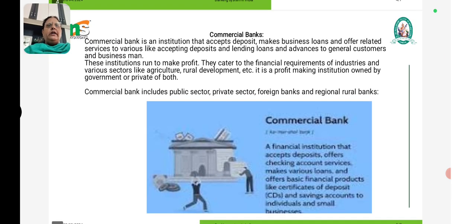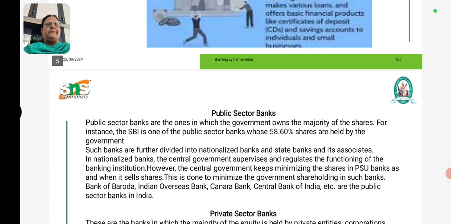Coming to the commercial bank. A commercial bank is an institution that accepts deposits, makes business loans and offers related services, accepting deposits and lending loans and advances to general customers and businessmen. These institutions run with the aim of making profit. They cater to the financial requirements of industries and various sectors like agriculture and rural development. It is a profit-making institution owned by government or private entities or both. Commercial banks include public sector, private sector and foreign banks and regional rural banks.